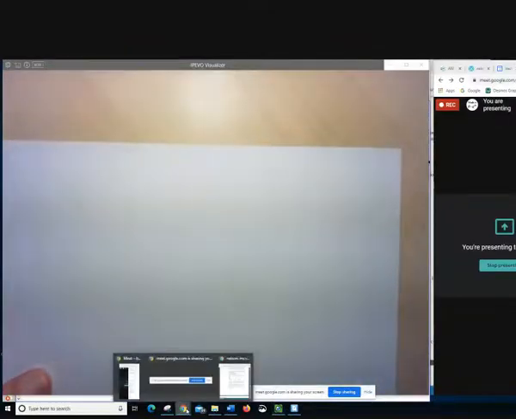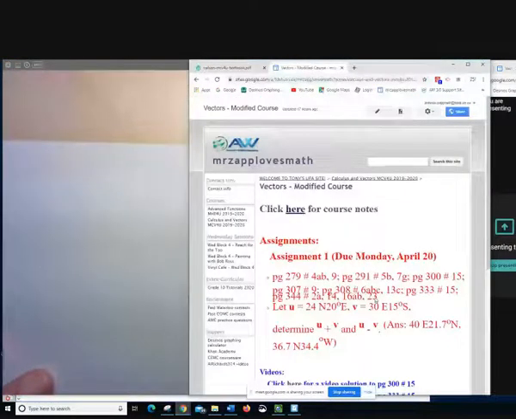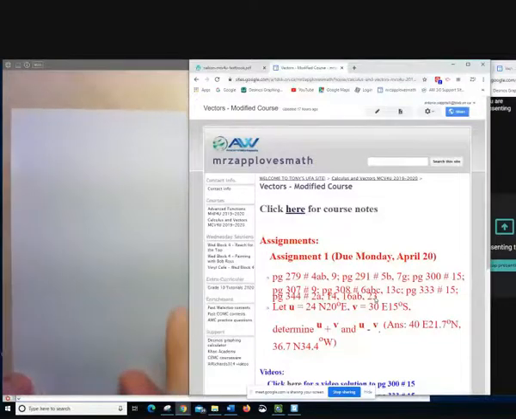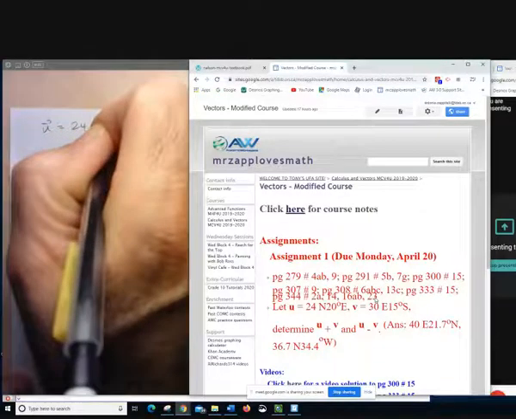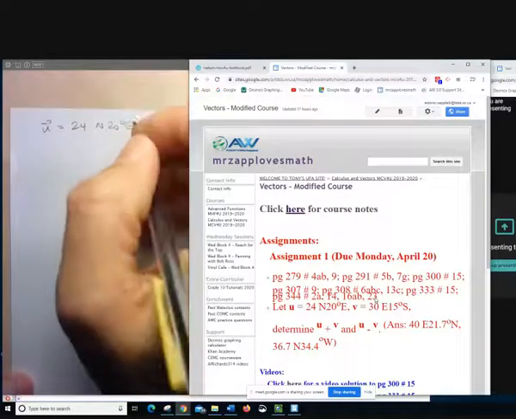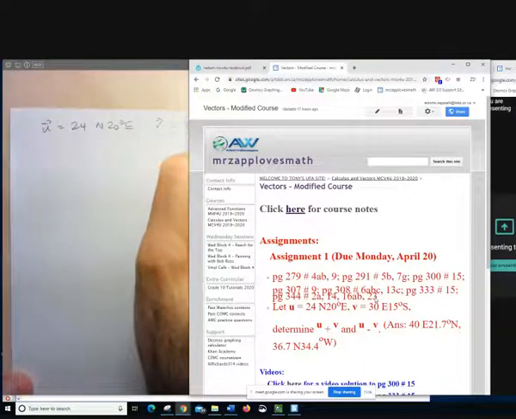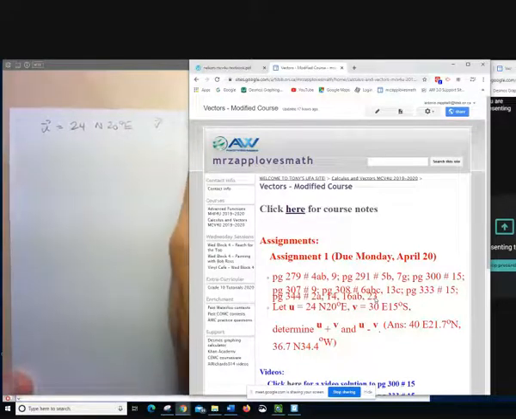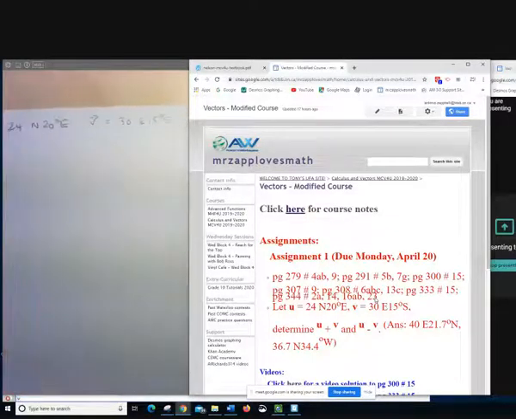Okay, so let's do those questions. Let's take a look at what the question was. Let's write it down. Vector U is equal to 24 north, 20 degrees east. And then vector V is 30 east, 15 degrees south. Just take a quick look, make sure I wrote that down correctly. 24 north, 20 degrees east, and 30 east, 15 degrees south.